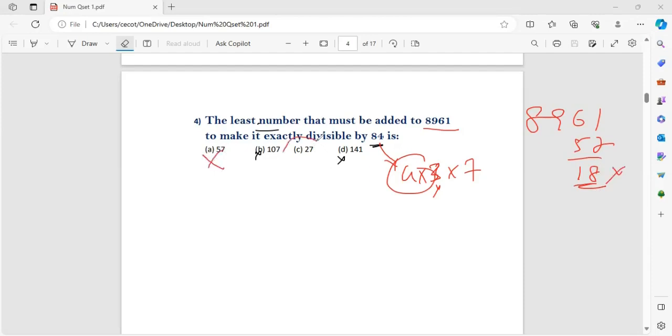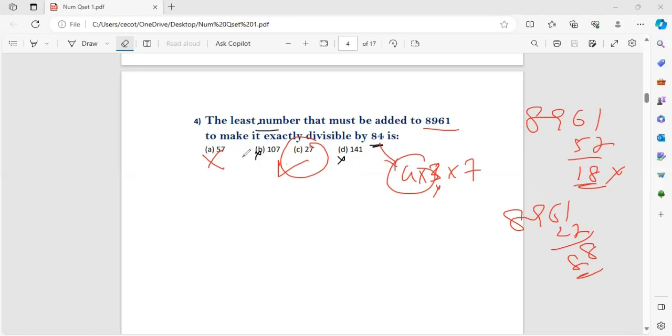So our answer has to be 27, but let's check. 8961 plus 27. Yes, 88 is a multiple of 4, which means the answer will be option C. So if you're able to observe these things, if you're having some rational thinking, you will be able to eliminate options very easily and you will be able to solve this question in some seconds.